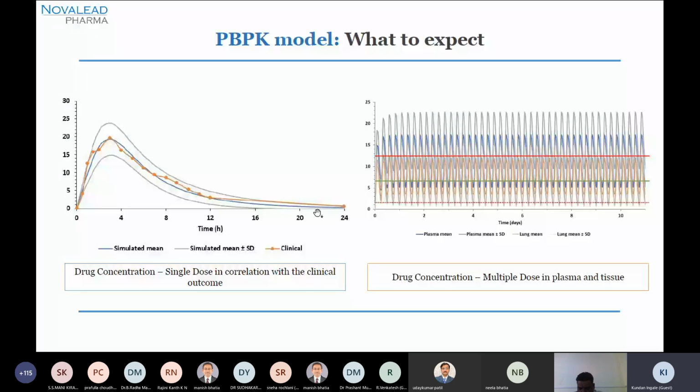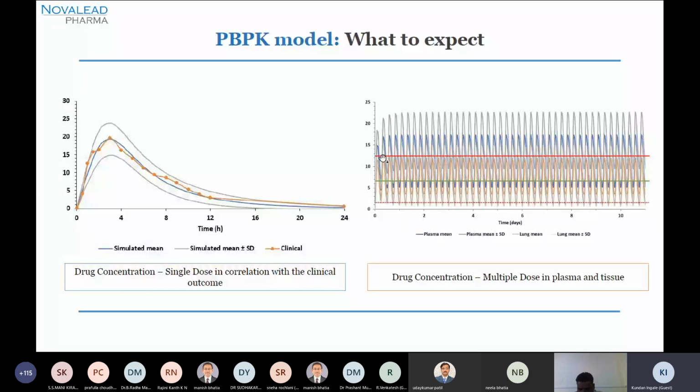Along with that, if you simulate it, you can also get what would be the profile at a multi-dosing regimen. So here you can see, I'm not sure if it is quite clear, the plasma mean is the blue line over here. The plasma mean plus standard deviation, the gray line, is on the top. This red line and green line are nothing but the effective concentrations. So this green line over here is EC50 and the red line is EC90. So at a multiple dosing regimen, is your drug able to achieve concentration above the EC90 or EC50 is estimated.